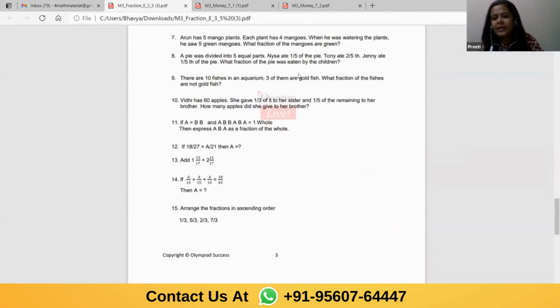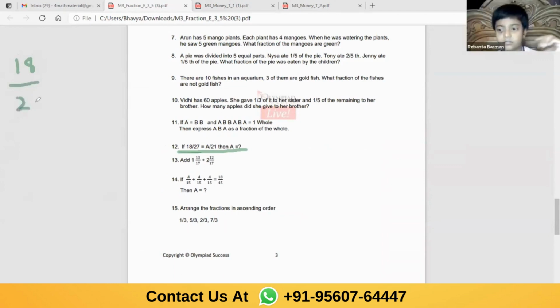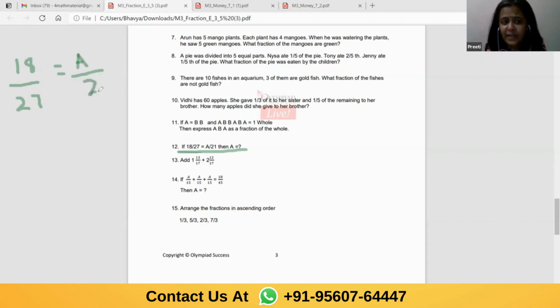First, please have a look at this question, everyone. If 18 by 27 is equal to A upon 21, then what is A? Ma'am, we have to divide. Please listen to me. Give me 2 minutes. I'm telling you a very easy way to solve these questions, because in Olympiad, you will have specific time. So please listen.